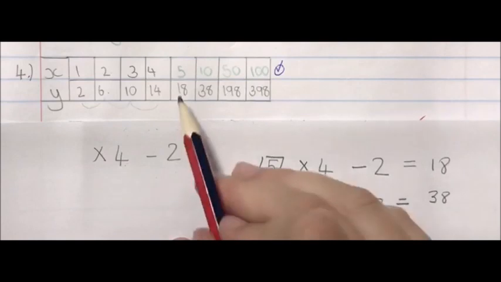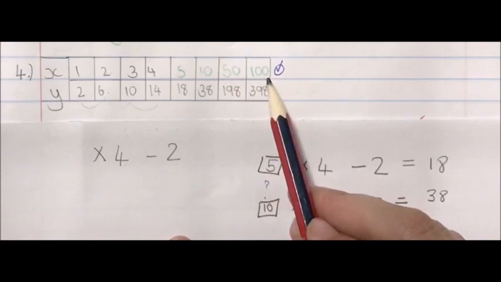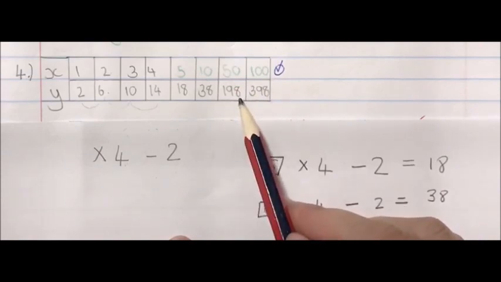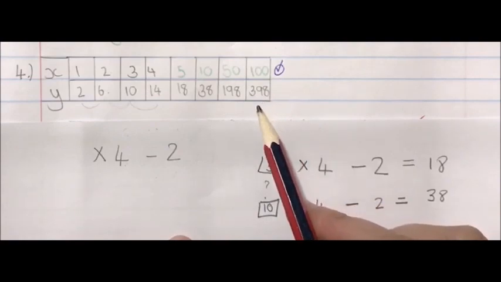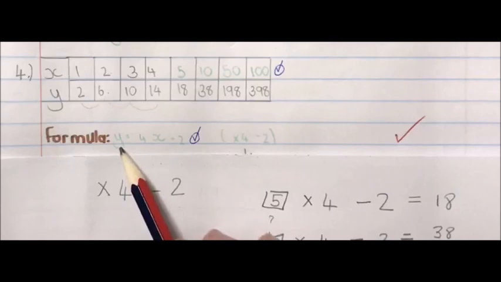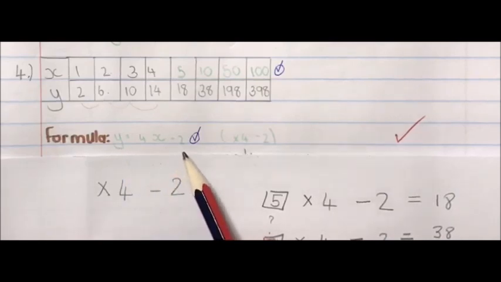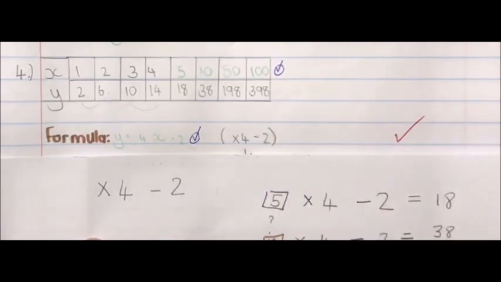There are the answers. We've done 5, we've done 10 with our calculations. Did you get to 50 and 100? So let's see, I had 198, added 2 to get 200, divided by 4 gives me 50. I had 398 plus 2 gives me 400, divided by 4 gives me 100. You can write the formula y equals 4x minus 2, and then the rule in brackets was times by 4 minus 2. But remember, we did not use this because we worked out the input values.